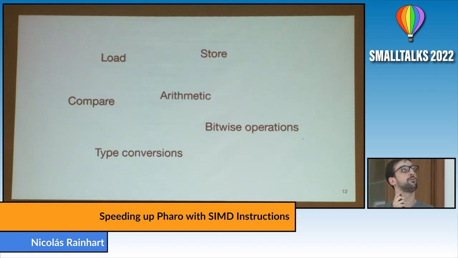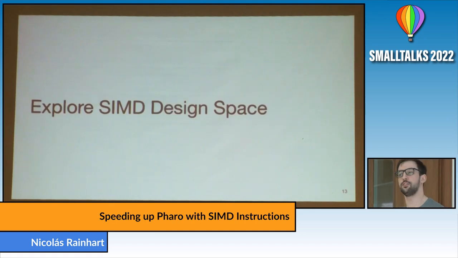And that's the pragmatic reason, right? Also, since we were designing a feature for a VM, we wanted to explore the SIMD design space, because this is a really low-level feature. For us, the interesting thing is, okay, how can we integrate it into Pharo, which is a very different world, right? We're living in a very different world. And what are the different strategies that we can have, and what set of trade-offs are we going to run into?